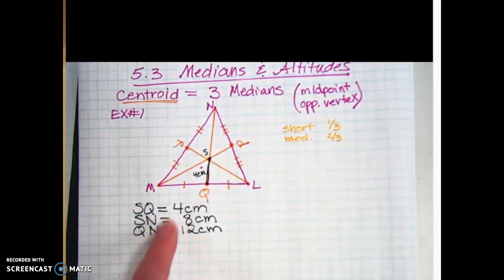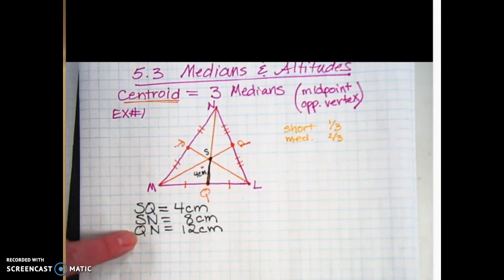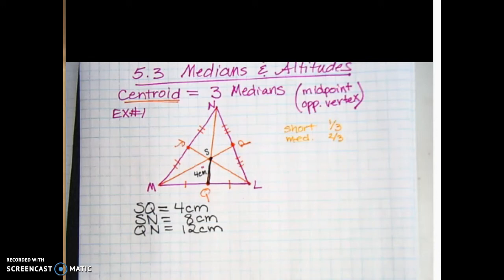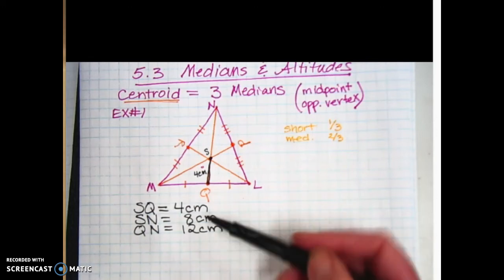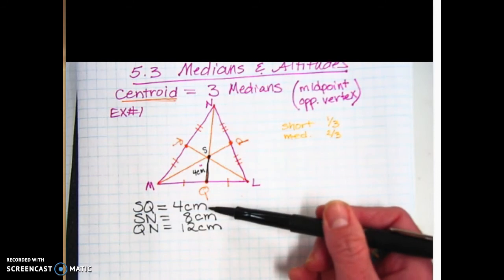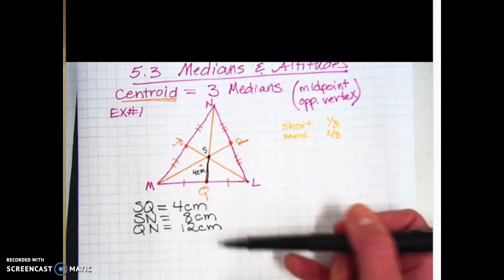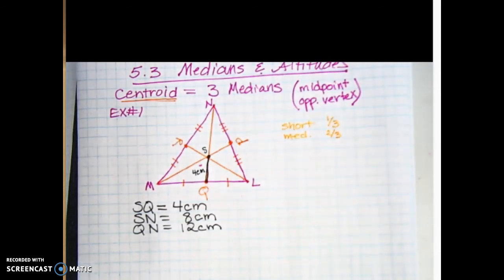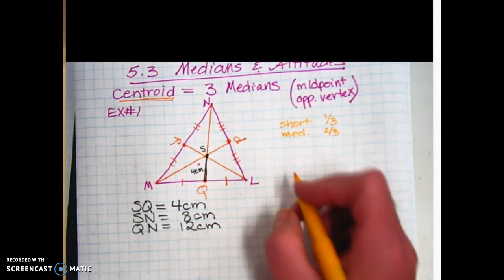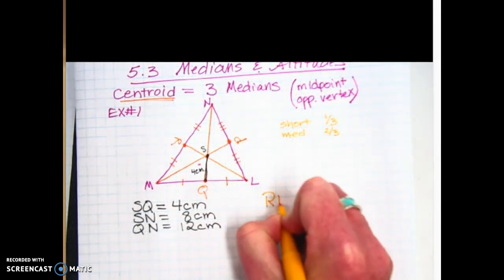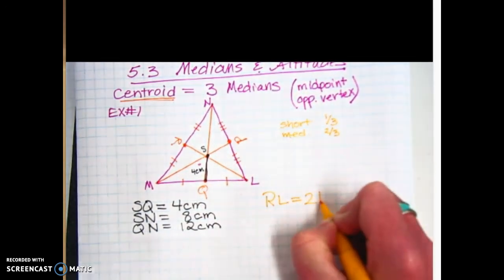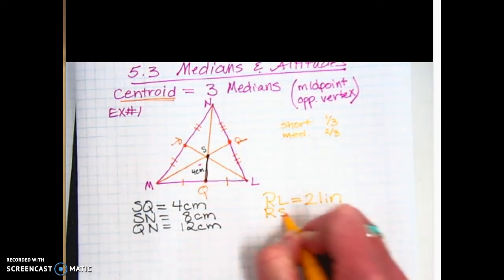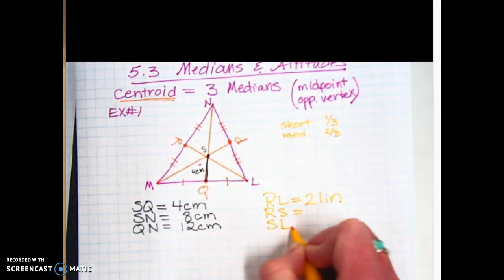The other shortcut is, if they're just giving you SQ and they want the length of the whole thing, how could you get from 4 to 12? That would be 2 steps. But what if you wanted to go straight from 4 to 12? Multiply by 3. Let's try another one. What if I tell you that RL is 21 inches? What is RS and SL?